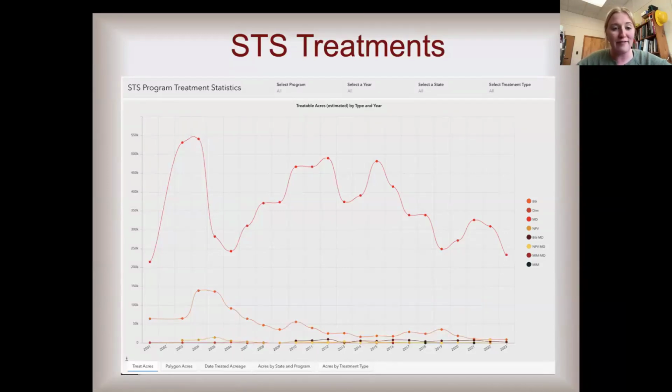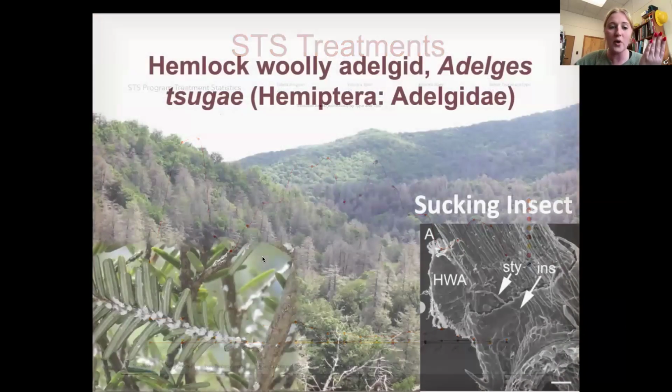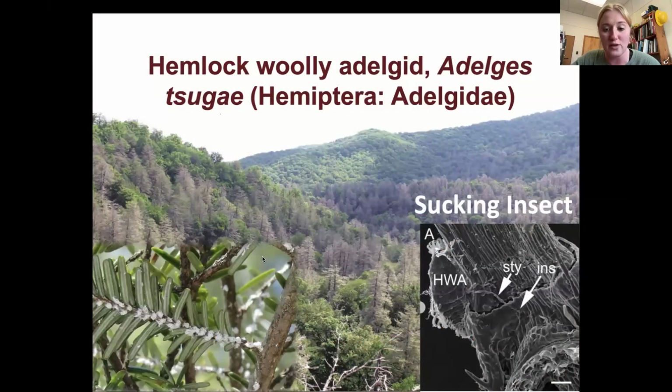So that's all I have for spongy moth. I'm going to move on to another pest, but again, if you have any questions, we can come back at the end. I'm going to talk about hemlock woolly adelgid. We're going to switch to another invasive.